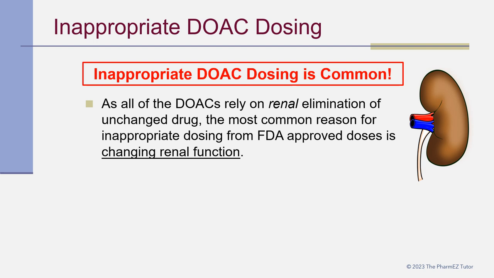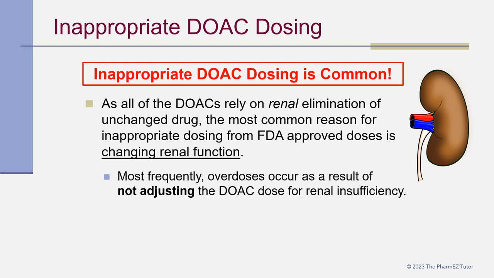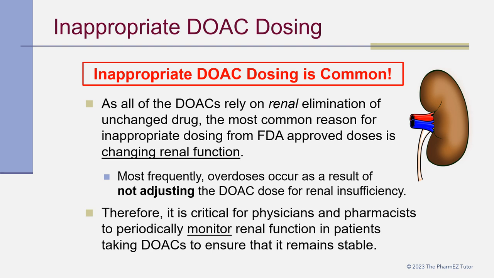As all of the DOACs rely on renal elimination of unchanged drug, the most common reason for inappropriate dosing from FDA-approved doses is changing renal function. Most frequently, overdoses occur as a result of not adjusting the DOAC dose for renal insufficiency. Therefore, it is critical for physicians and pharmacists to periodically monitor renal function in patients taking DOACs to ensure that it remains stable.